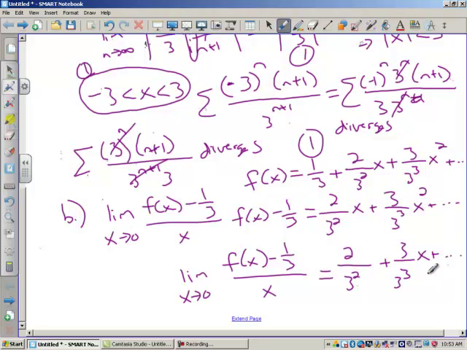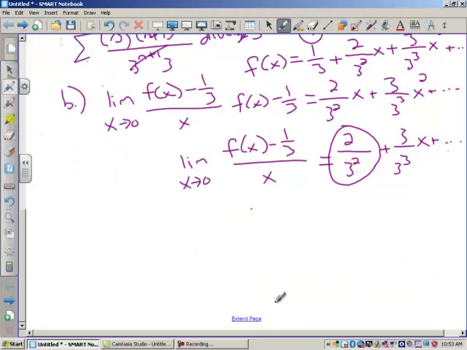So we want to find the limit as x is approaching 0. If we plug in a 0 for all these x's, that limit is going to be right there, which is 2 over 3 squared. So that's going to be 2/9. That's my answer to that.